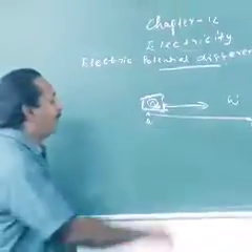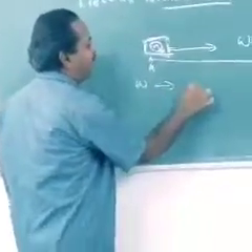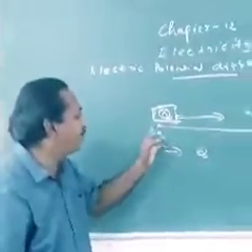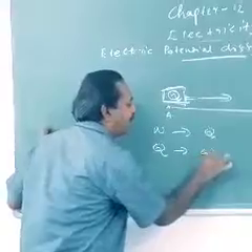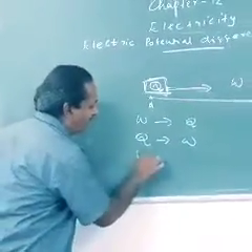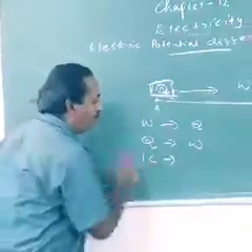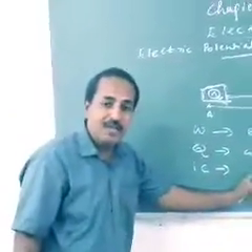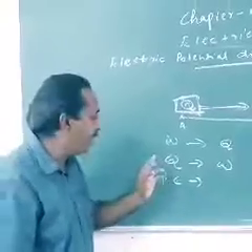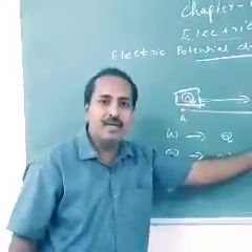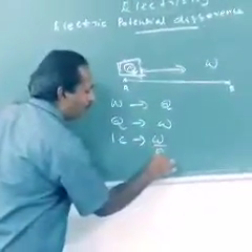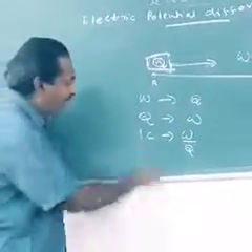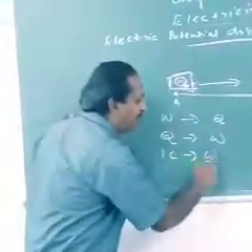W is the work done required to move a charge Q from A to B. That means for Q charge, the required work done is W. For 1 coulomb charge, what is the work done? For Q charge, the work done is W. At that time, for 1 coulomb charge, the required work done is W by Q.